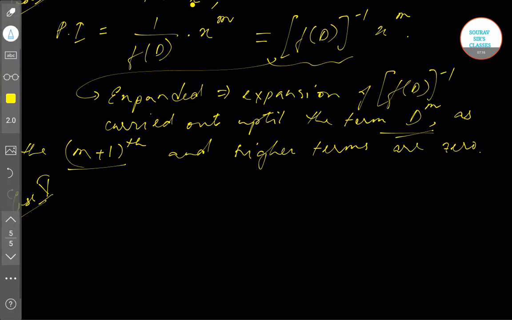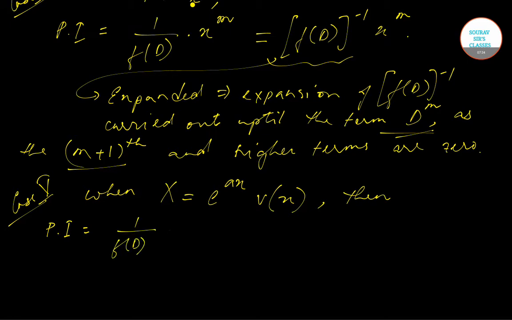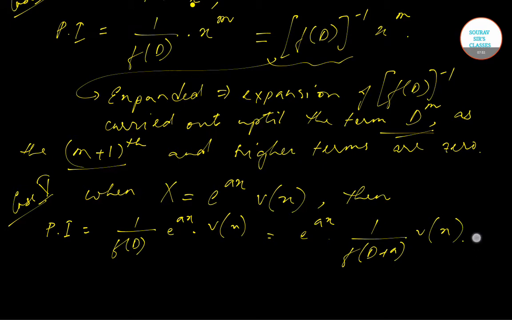Now we'll go on to the fifth case, that is case 5. Case 5 will be when X is equal to e^(ax) into some function V(x). In that case the particular integral will be of the format 1 by f(D) into e^(ax) V(x), and this will be equal to e^(ax) into 1 by f(D+a) into V(x). So this is to be kept in mind.